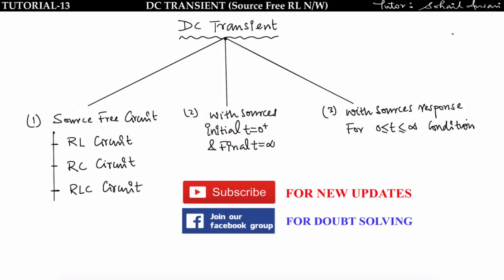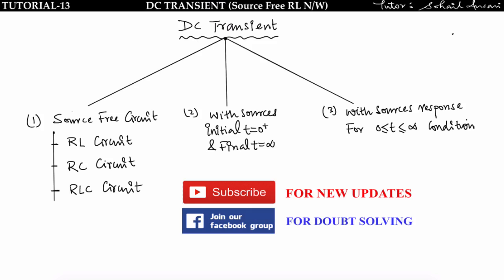Got it? So that's all about the source free RL circuit. We have studied how to find the response of RL circuit at t is equal to 0 minus, at t is equal to 0 plus, and for t greater than 0. So in any source free RL circuit at t is equal to 0 minus, the network is in a steady state. So we can replace that inductor by short circuit and find the IL of 0 minus. Now we know that inductor won't allow sudden change in current, that means IL of 0 minus must be equal to IL of 0 plus.